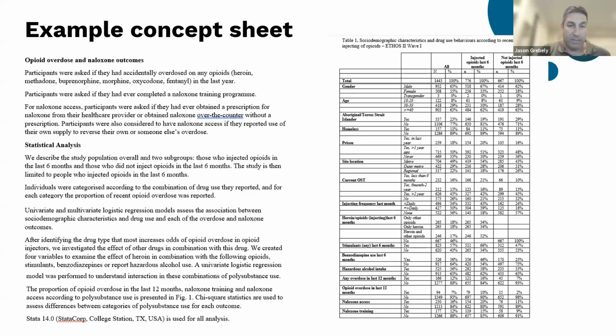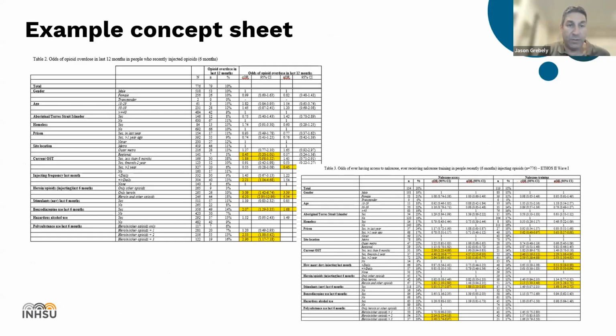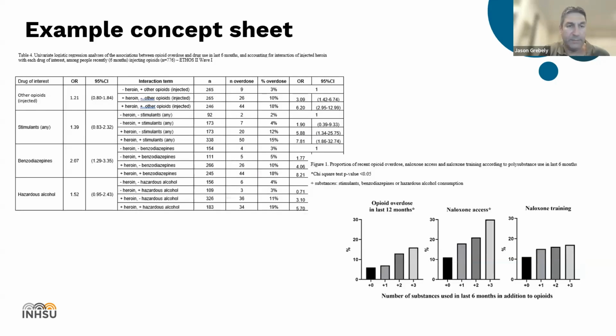And then here's just another sort of couple examples of tables. This is looking at odds of opioid overdose and odds of receiving naloxone access or naloxone training. And then she had just highlighted some stuff, and then just some other tables that we had put in, and then even some figures.